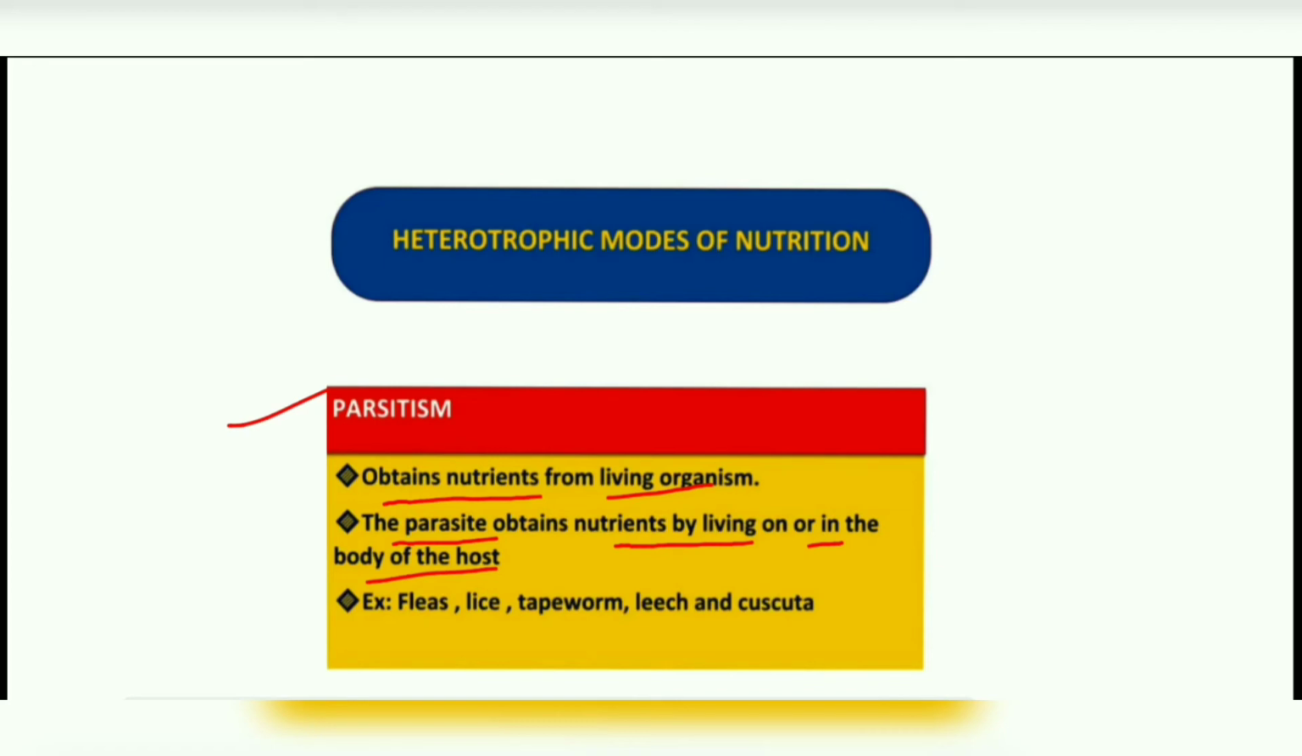In the case of facultative parasites, they do not really depend on other organisms, so they can also live without depending on other organisms. Whereas the obligate parasitic mode of nutrition is strict: they depend on other living organisms for their feeding.